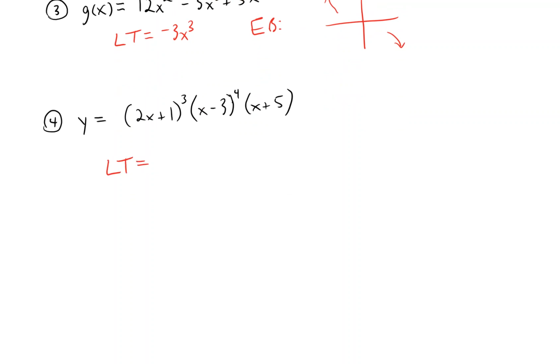The leading term is 8x to the 8th, which means that your end behavior goes up on the left and the right.